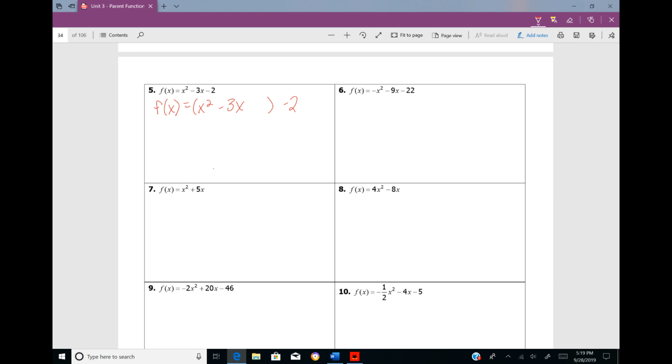And so we're going to take half of negative 3, which is negative 3 halves. We're going to square it, and that's going to give us 9/4, and we're going to add that to both sides. Well, we're going to add that to this side and subtract it from this side.